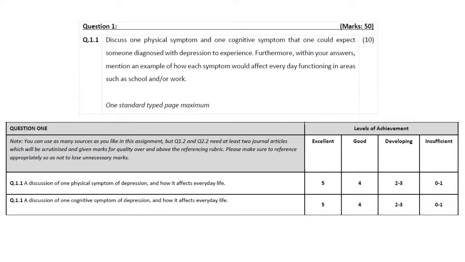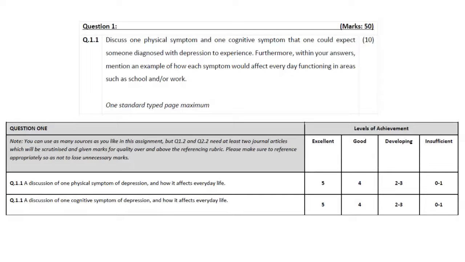One is to discuss the physical symptom. And the second part is to give an example for each of those symptoms. So it's a physical symptom of depression and a cognitive symptom. And for the physical symptom, discuss it and then give me an example of how it could affect school or work life, and the same with the cognitive symptom. So that question's out of 10 marks.